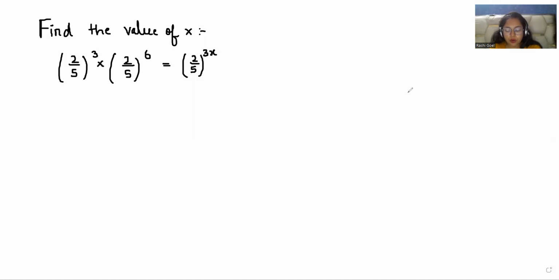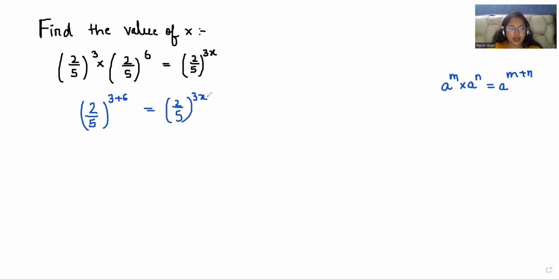As we know the rule of exponents, that is a^m times a^n is equal to a^(m+n). So I'm going to use this property on the left hand side. So we can write (2/5)^(3+6) is equal to (2/5)^(3x). Now I can write it as (2/5)^9 is equal to (2/5)^(3x).